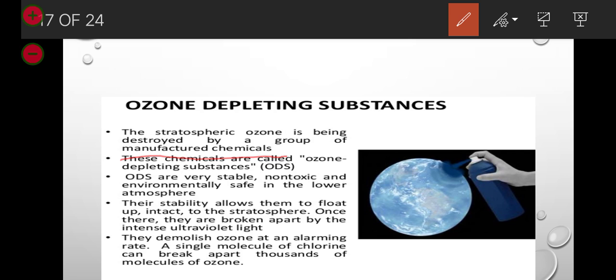They demolish ozone at high speed. A single molecule of chlorine can break apart thousands of molecules of ozone. That much capacity is there in chlorine. So that is very important. We should not allow these chlorine gases to be released into the atmosphere.